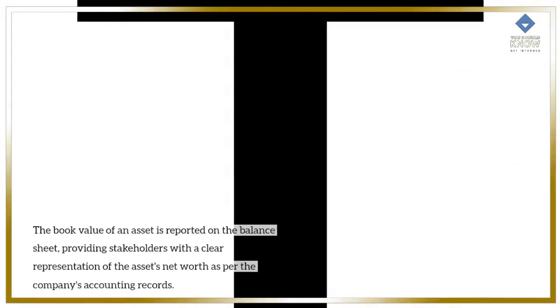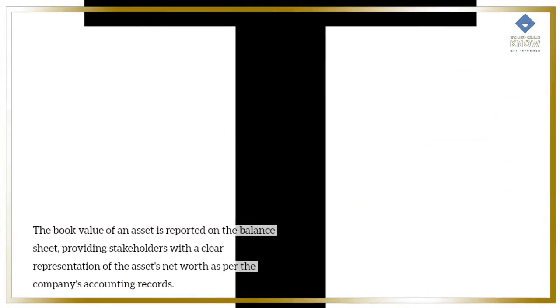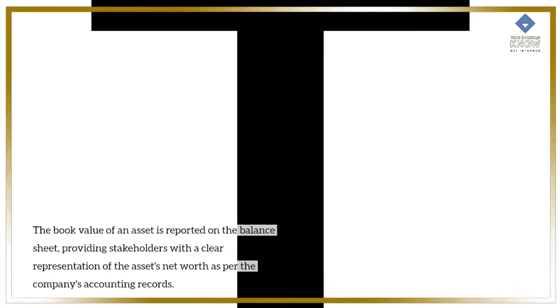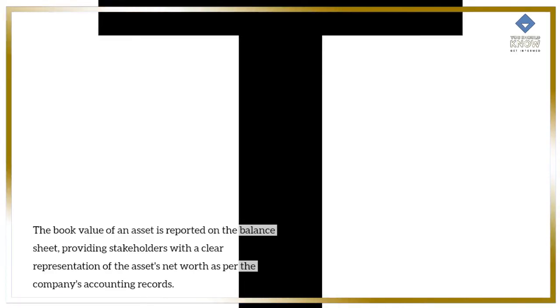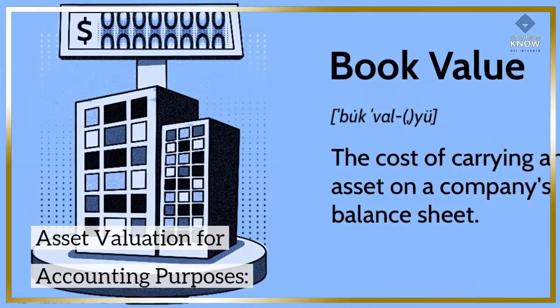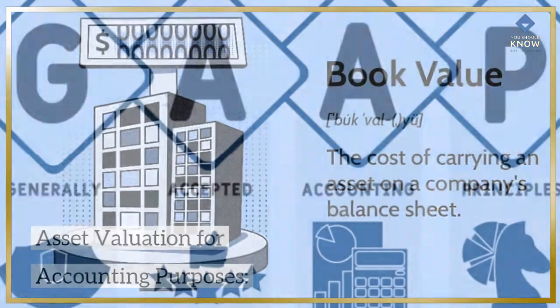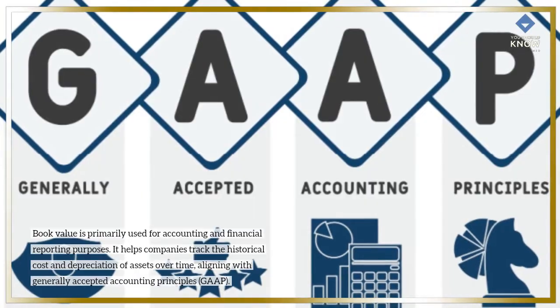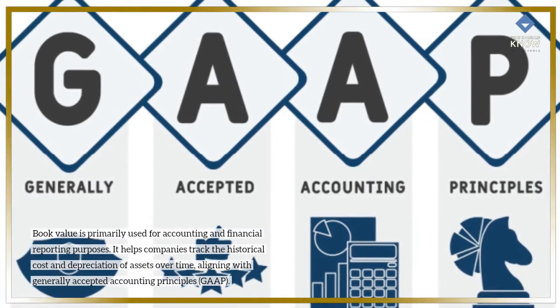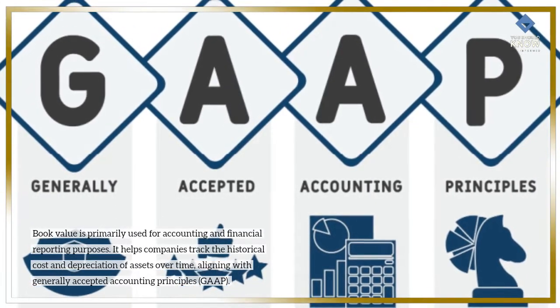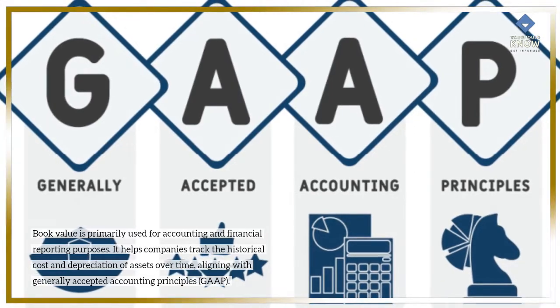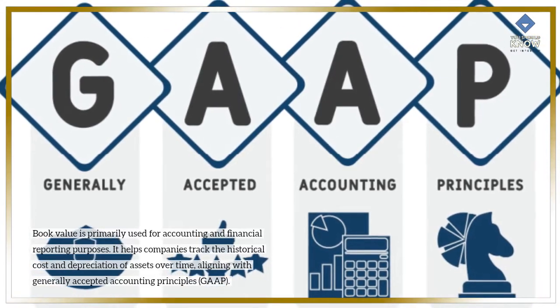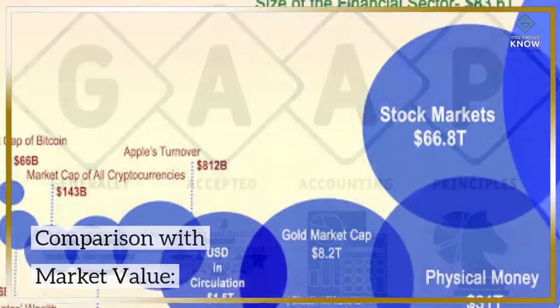Balance sheet presentation. The book value of an asset is reported on the balance sheet, providing stakeholders with a clear representation of the asset's net worth as per the company's accounting records. Asset valuation for accounting purposes. Book value is primarily used for accounting and financial reporting purposes. It helps companies track the historical cost and depreciation of assets over time, aligning with generally accepted accounting principles, GAAP.